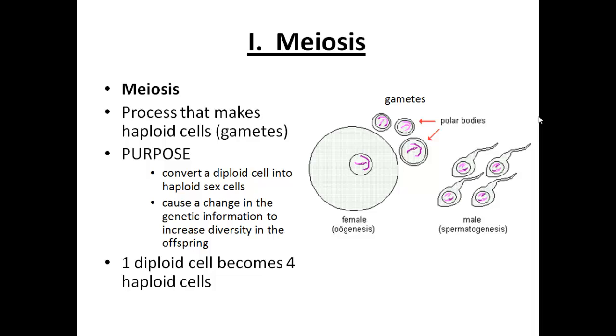So you want to take a diploid cell. The purpose is to take that diploid cell and convert it into a haploid cell. It causes a change in the genetic information. There's also changes in the genetic information to increase diversity. And we'll see that in the coming slides about how chromosomes can exchange information. But again, we take one diploid cell and it becomes 4 haploid cells.